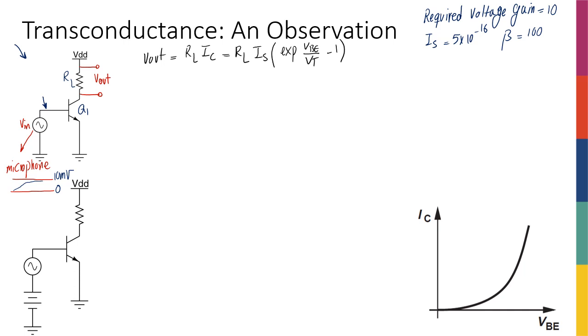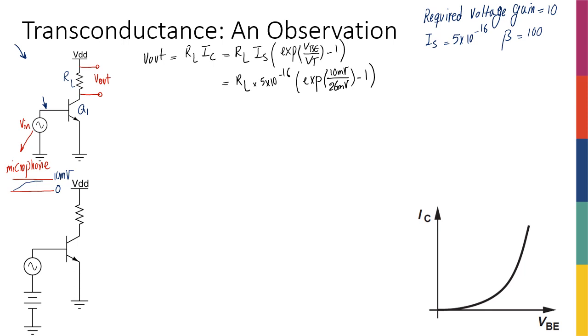Okay, so if I have this expression, then I can say that my Vout is equal to RL times 5 times 10 to the -16, times exponential of, let's say my Vin is at its maximum, so 10 millivolts over 26 millivolts, that is the VT. And then there's a -1. Okay, so this is the argument of exponential, by the way. Let me do the same thing here.